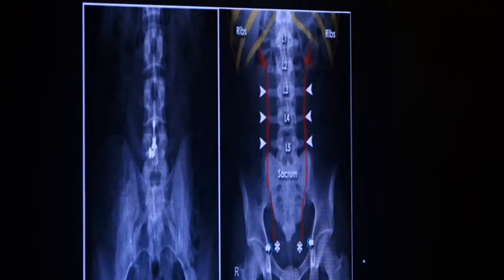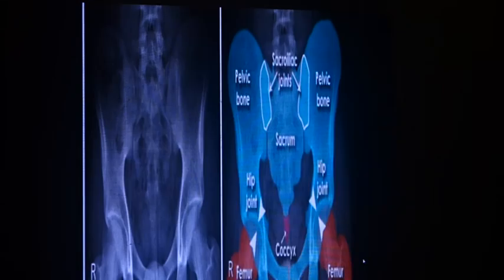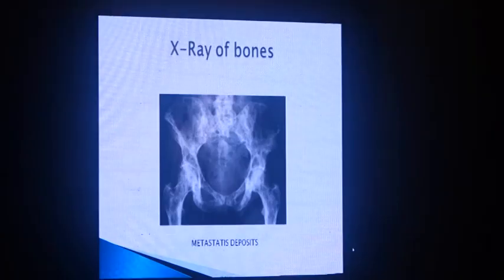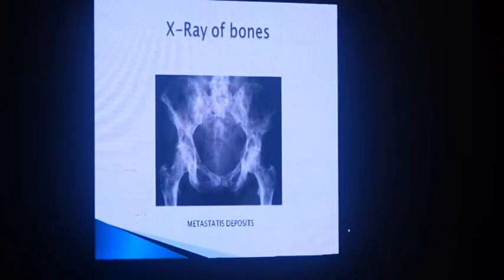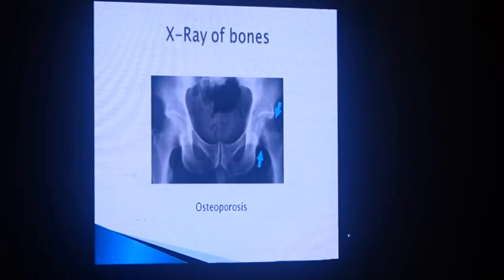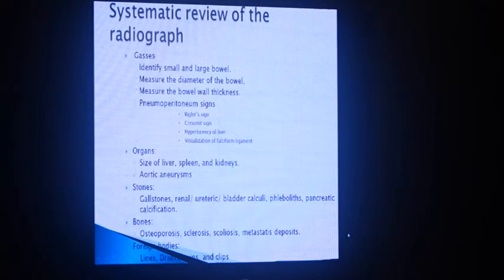Now coming to the bones. So we should look for lower ribs, spines, pelvic bone, sacroiliac joints, right hip joint, left hip joint, right femur as well as left femur and coccyx. This is metastatic deposits in the axial pelvis, in pubic bones, osteoporotic bone. We can see that left femur bone. Scoliosis. And last is foreign bodies.